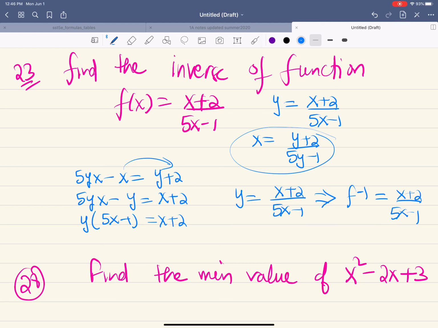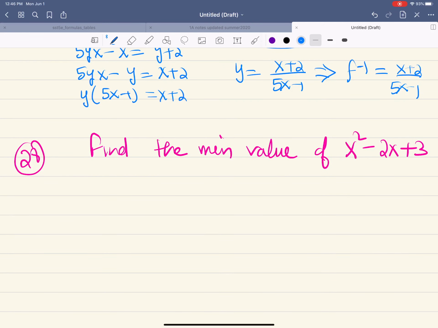Now we're going to look at: find the minimum value of x squared minus 2x plus 3. How do we find the minimum value of a quadratic equation? The minimum value is the vertex if your parabola opens up. If your parabola opens down, then your maximum value is the vertex. In this case, this parabola opens up because we have a positive coefficient. The a is positive. So the vertex is the min in this case.